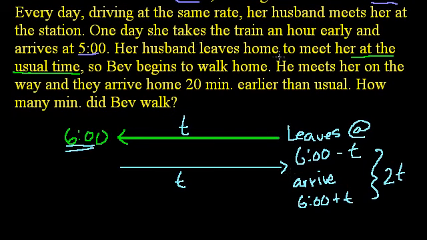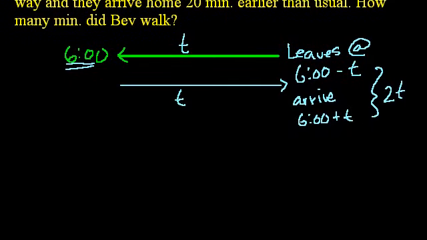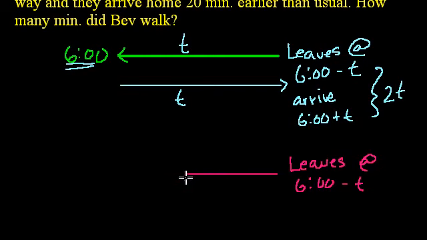Fair enough. Now, what happens on this day? It says that her husband leaves home to meet her at the usual time. So once again, he is going to leave. Let me do this in red. He leaves at 6 o'clock minus t, right? And then she arrived early, so she's going to be walking back. So there's going to be some smaller time that it takes him to reach her. Let's leave that unlabeled right now. So he's going to travel a shorter distance, and of course it's going to take him less time because she started walking, right?